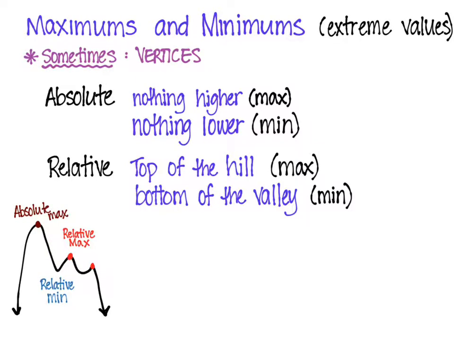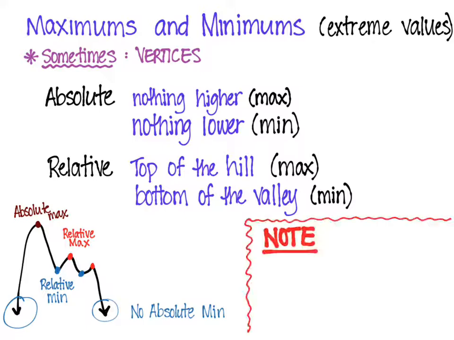We have relative minimums, which would be those valleys, which would be these two lower spots right here. But what about the absolute minimum? Well, in this problem, because it goes on forever and ever down, there is no absolute minimum.